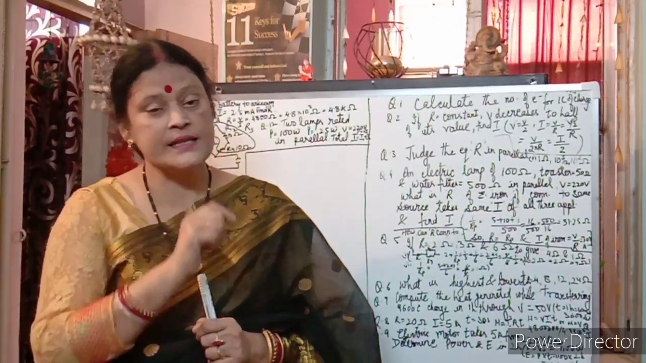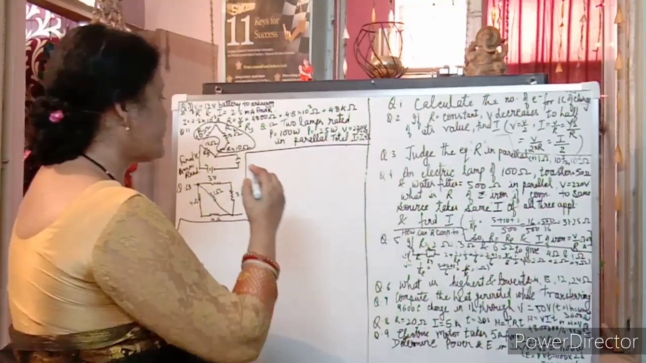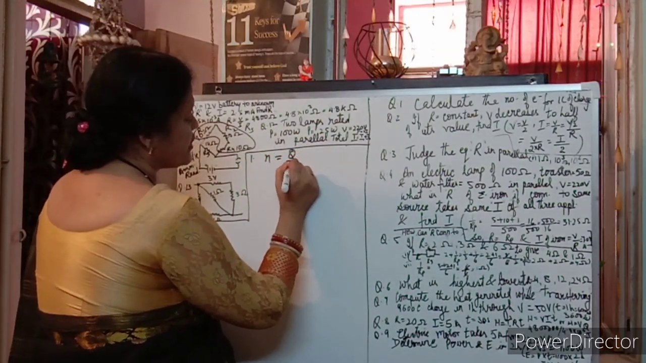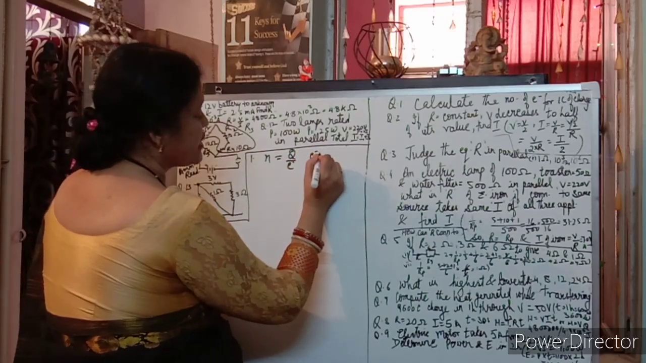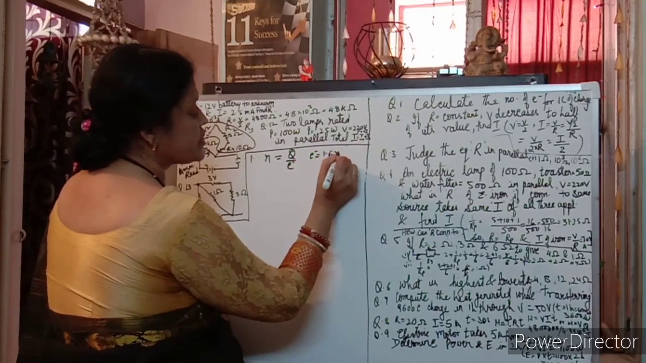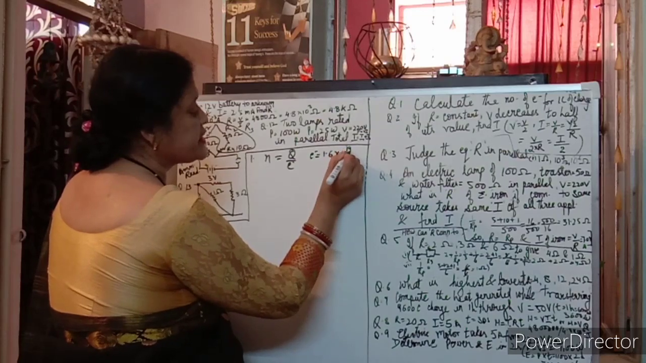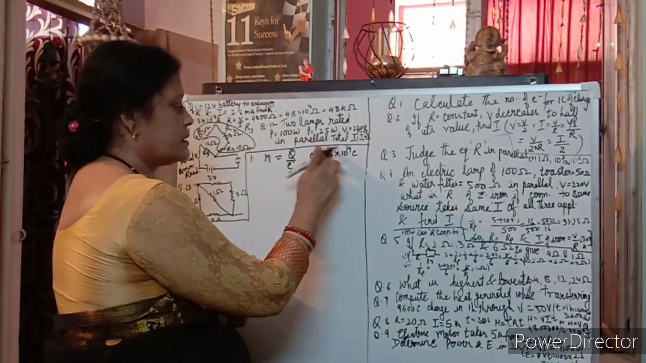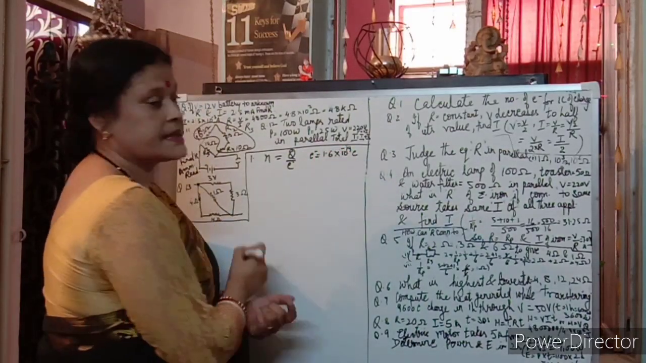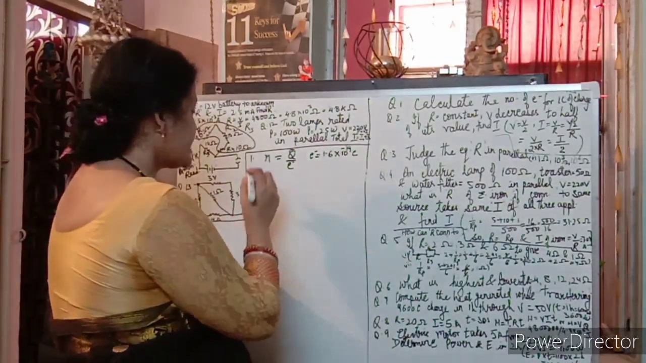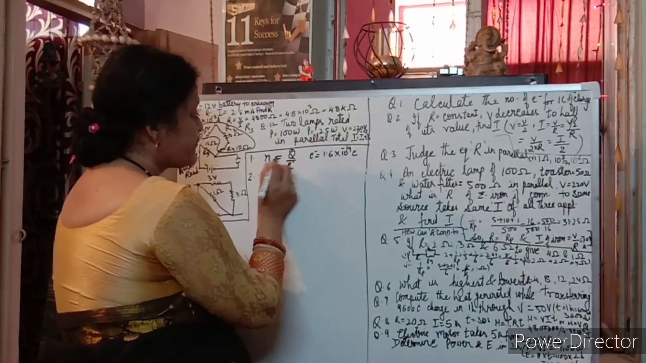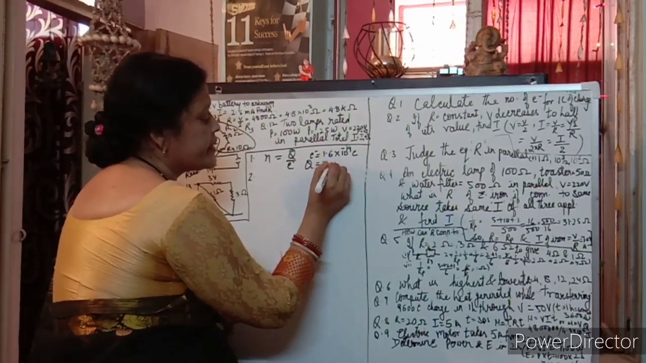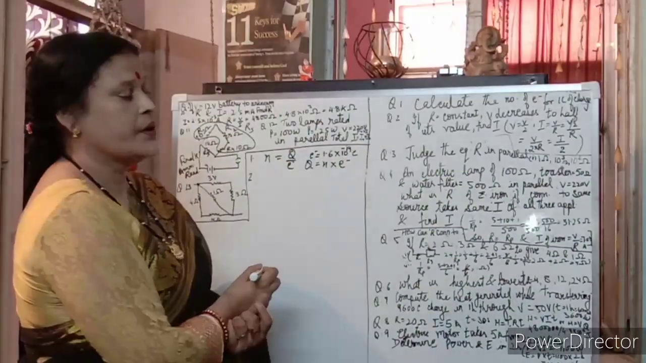Now the first formula is the number of electrons. How will we find the number of electrons? N is equal to charge upon electronic charge, and the electronic charge is 1.6 into 10 to the power minus 19 coulomb. Clear? Next, if we crisscross, then if we want to find the charge, Q is equal to N into E.